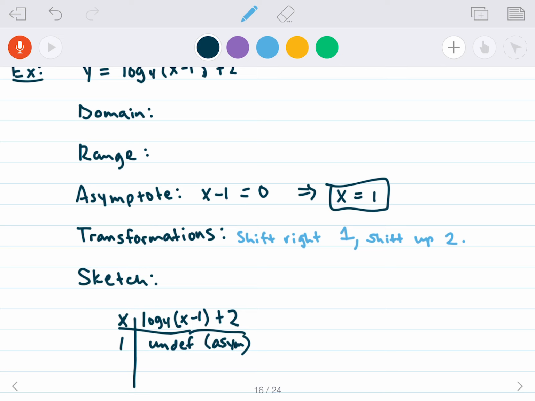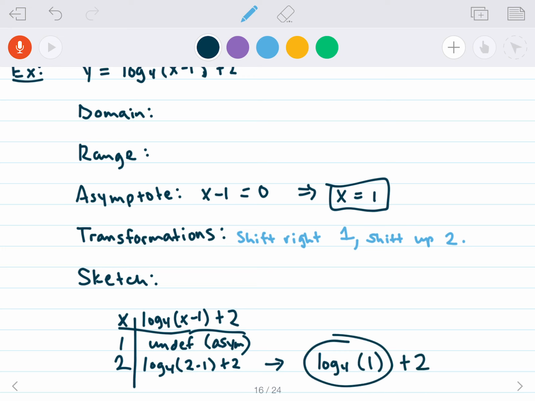The next key point occurs when my argument equals 1. When does my argument equal 1? What does x have to be? Well, if I add 1 to both sides, x had better be 2 for my argument to equal 1. Argument's what's in parentheses, okay? So when x is equal to 2, what happens here? I get log base 4 of 2 minus 1, plus 2. This becomes log base 4 of 1 plus 2.